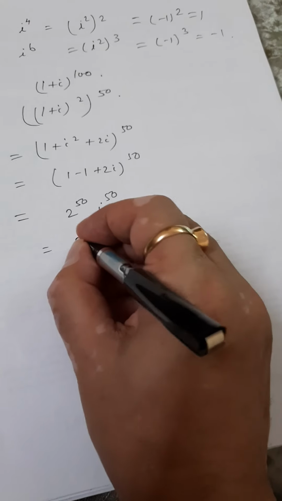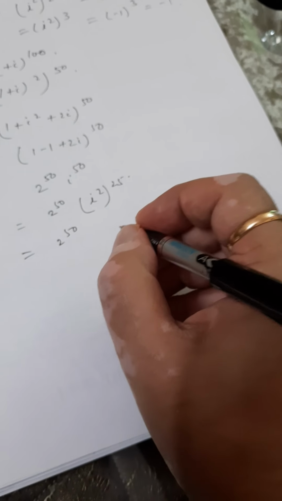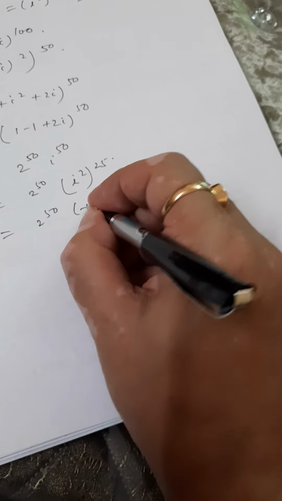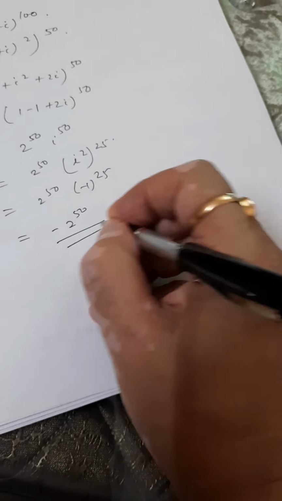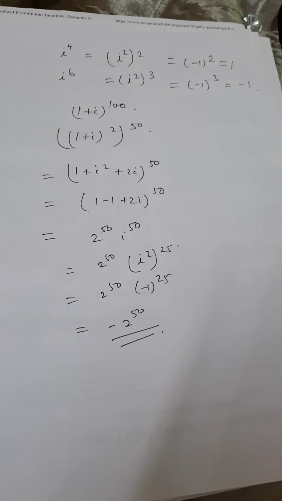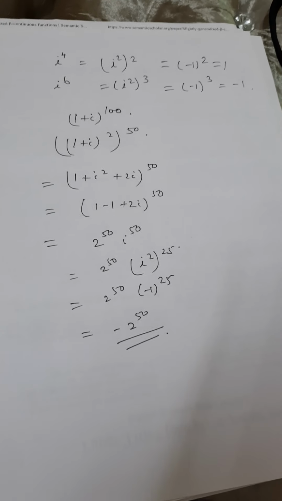Well, this is the ordinary law of indices. So this is 2 raised to power 50 into iota square to the power 25. So this is 2 raised to power 50 into minus 1 to the power 25. So this is minus of 2 raised to power 50. So the value of 1 plus iota to the power 100 is minus 2 to the power 50. Hope it's clear.